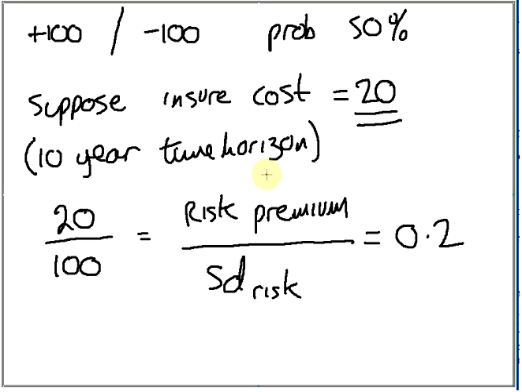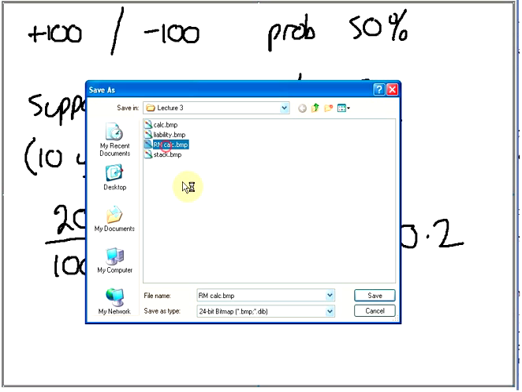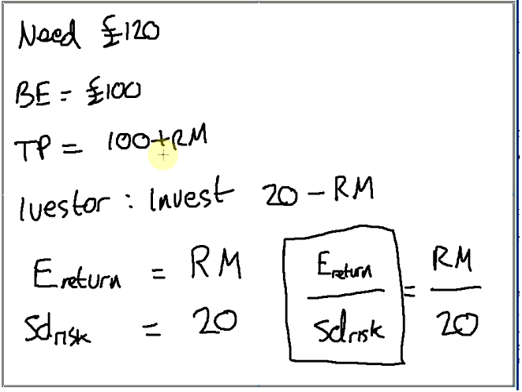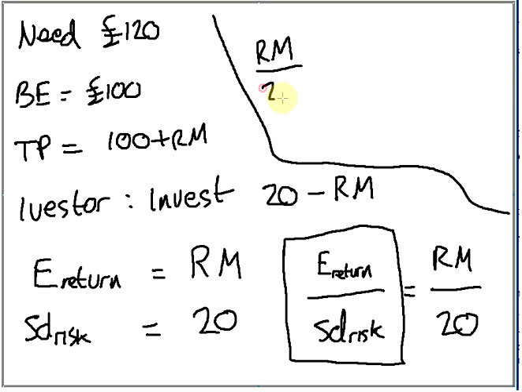Because we're assuming this insurance contract is traded in the market and it costs £20, we know we've got a market price for risk. So if we go back now and look at the original calculation, we can see our expected return, our risk premium divided by our risk, was RM over 20. We've got a market price of what this expected return over standard deviation of risk is, of 0.2. So we can now solve that: risk margin over 20 equals 0.2. Therefore, risk margin is equal to 4. So that is a market way. It's a very simplified illustration, but that is a way of getting a market price of risk from the market.